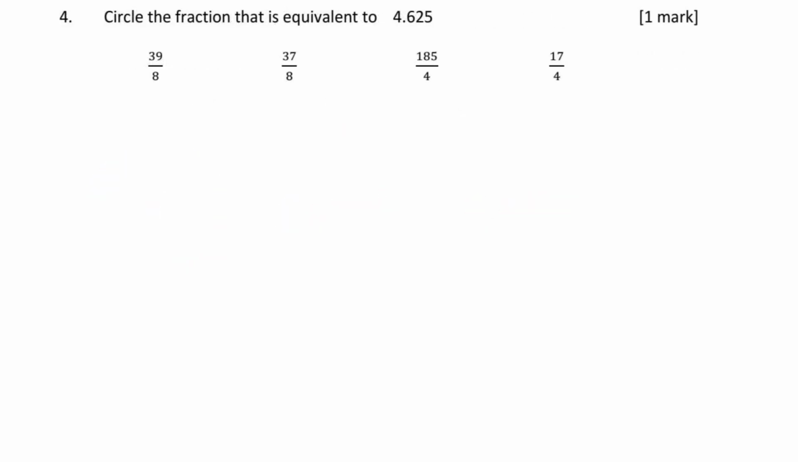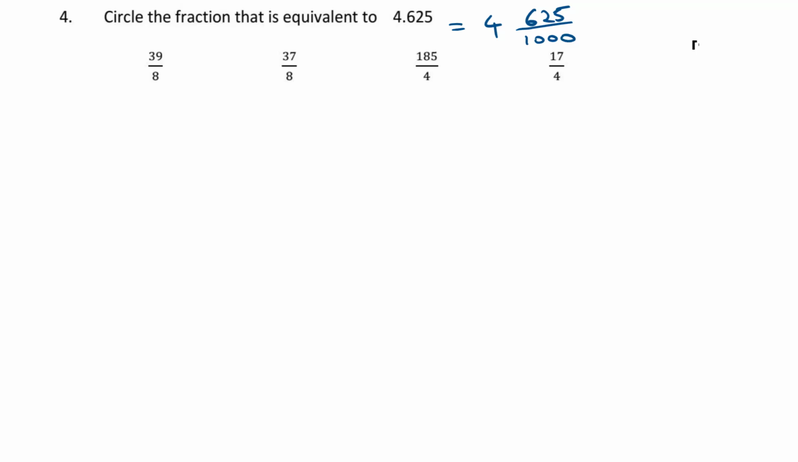Question 4. Circle the fraction that is equivalent to 4.625. Okay, I'm going to write this down then as a fraction. So let's say 4.625. That is equivalent to 4 and 625 1000ths then, isn't it?